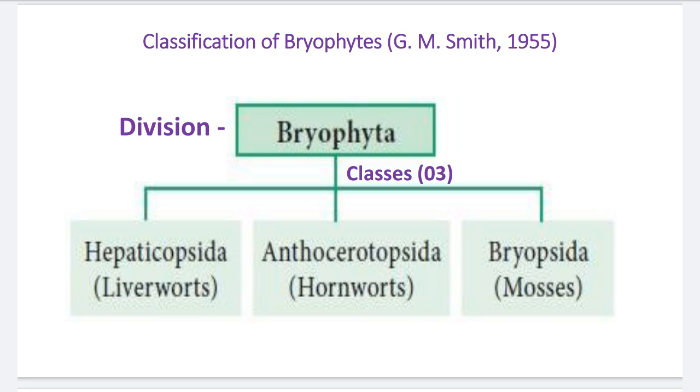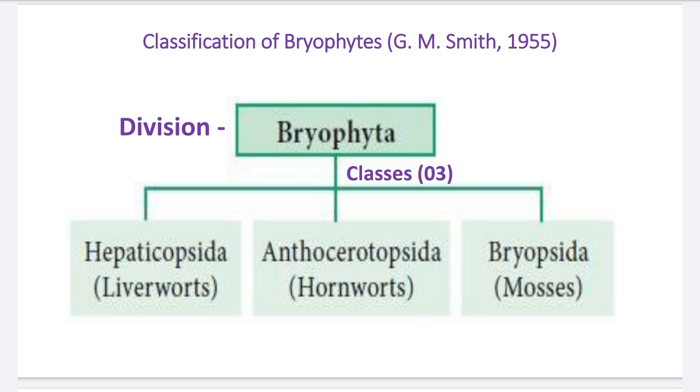Hepaticopsida, commonly called liverworts. Liverworts means their thallus is liver-like. Liver means human liver-like. Then Anthoceratopsida, they are called hornworts or horn-like. Horn means, in Marathi, the horns of cattle, that is hornworts. And Bryopsida, the third class, commonly called mosses. So in this way, the division Bryophyta is divided into three classes, namely Hepaticopsida, Anthoceratopsida and Bryopsida.